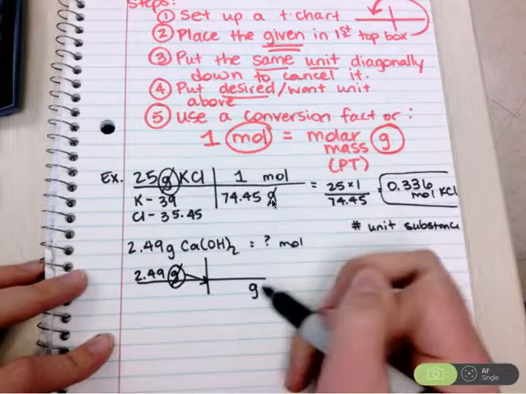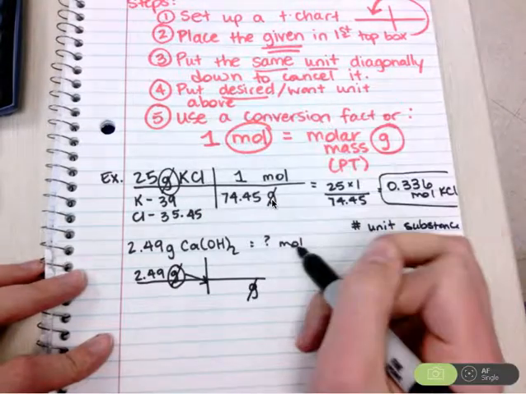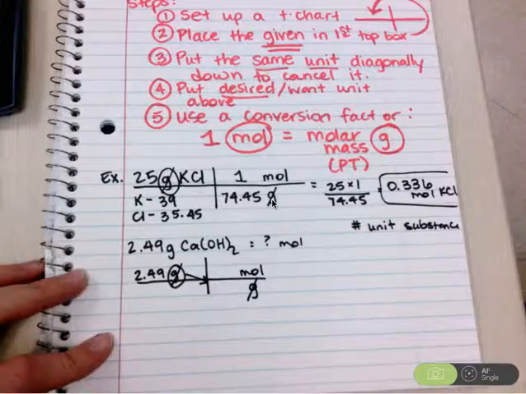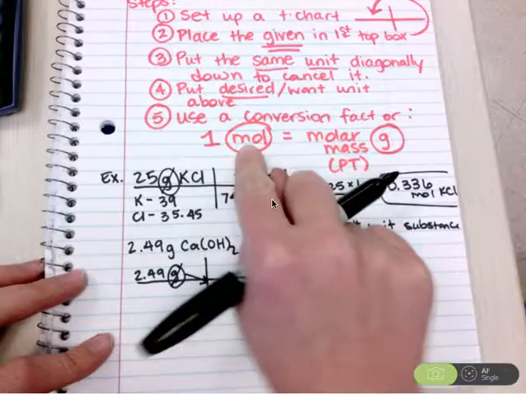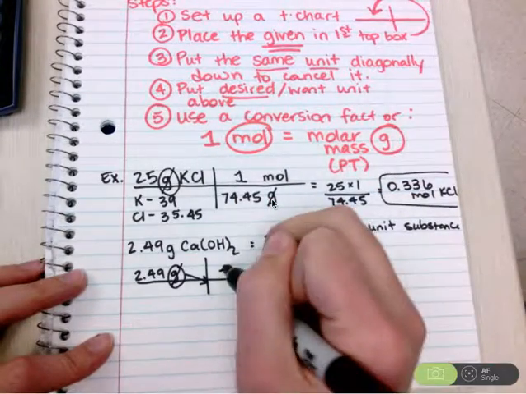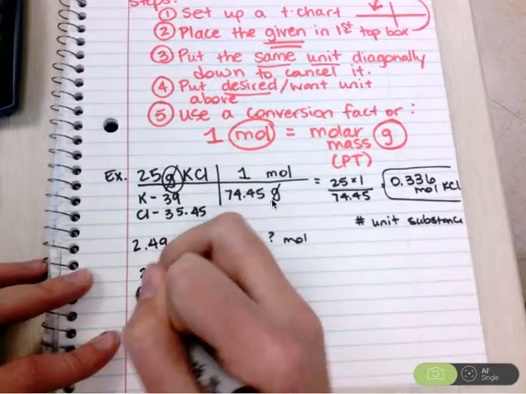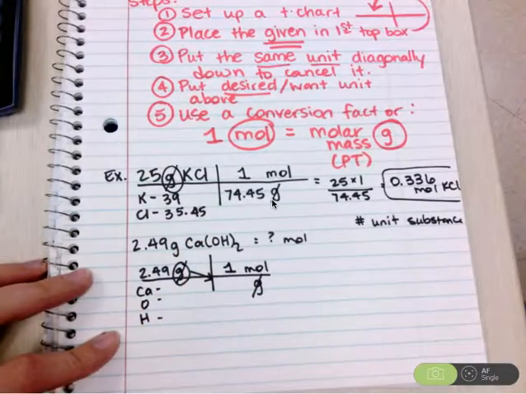And then those cancel. Put the desired unit above it. So I want moles. What I want goes on top. Then I use a conversion factor. 1 mole equals molar mass. So 1 mole equals the molar mass of calcium hydroxide.